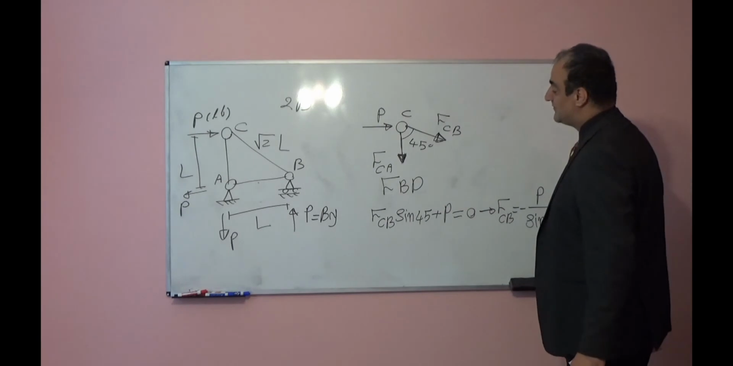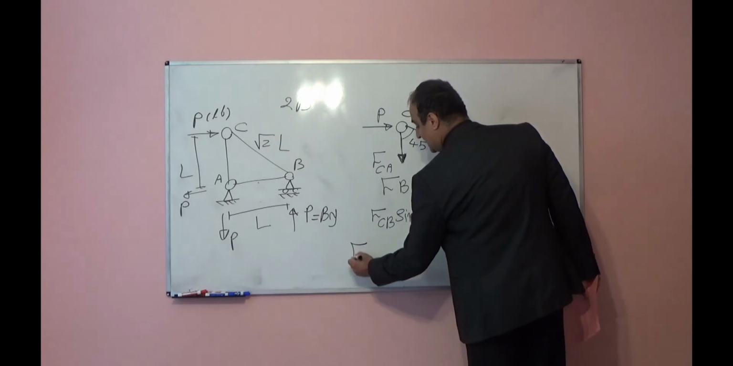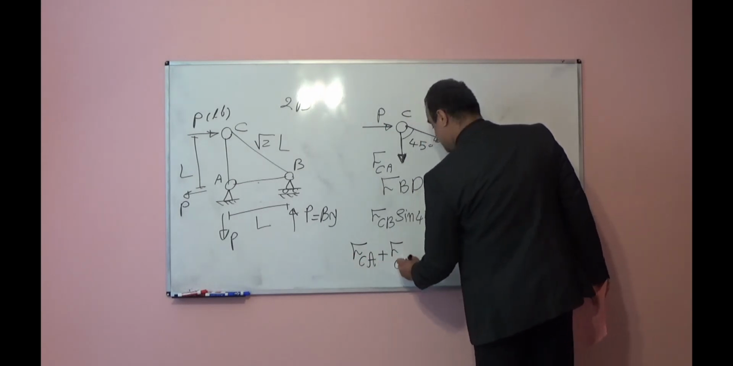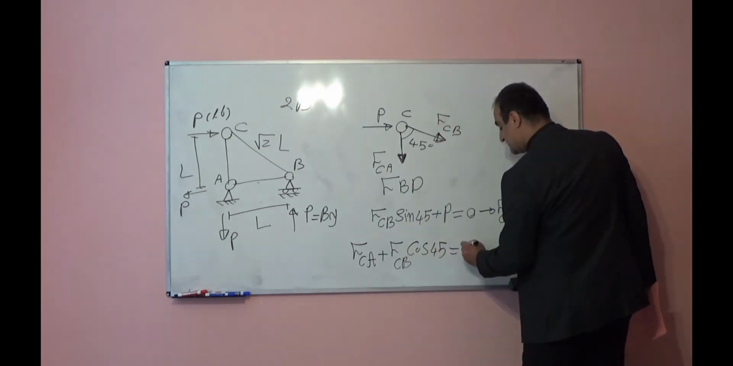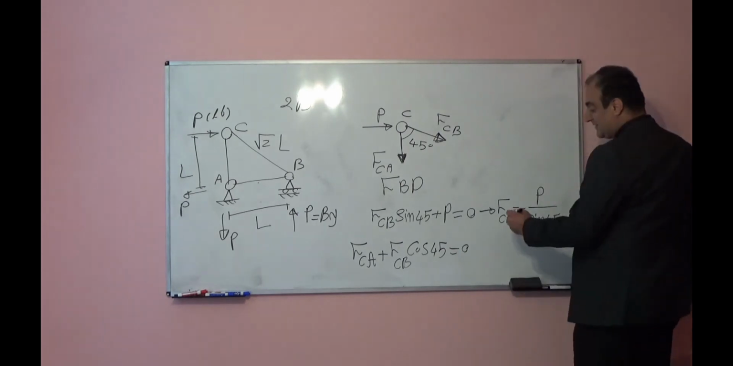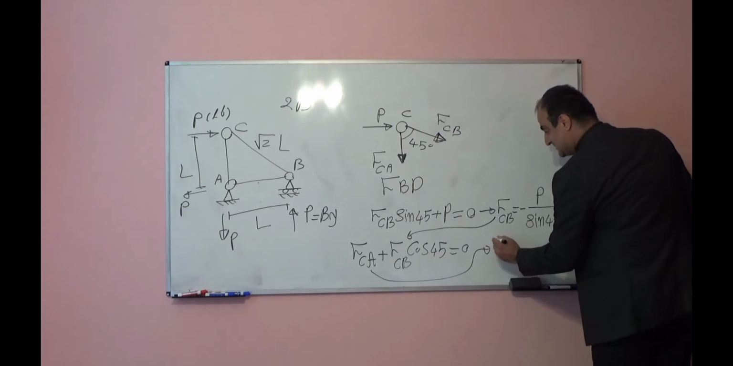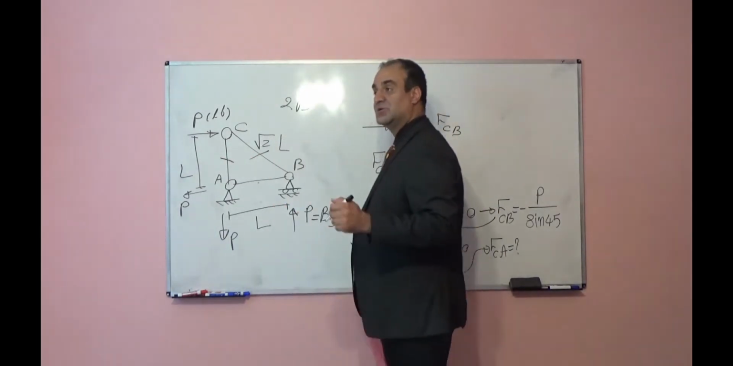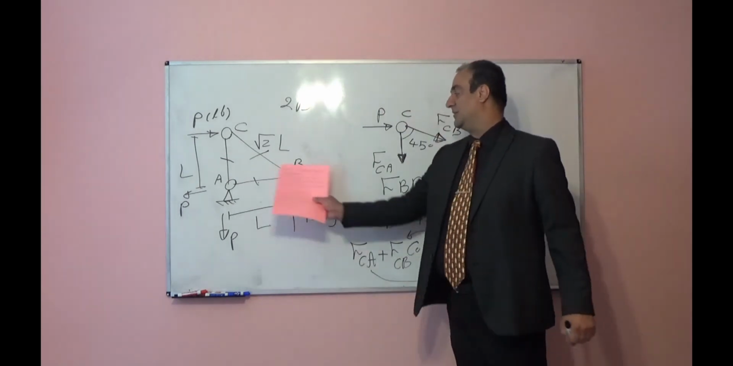Now, summation of forces in the vertical direction is equal to 0. FCA plus FCB cosine 45 is equal to 0. Because you have FCB, you will plug it here and you can find FCA. So you find this member force and this member force. Then you can move to this joint and find in a similar way the member AB force.